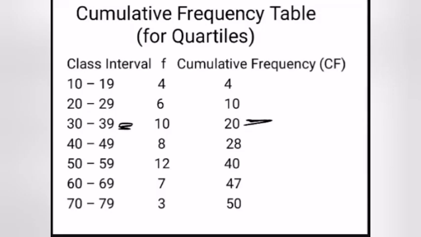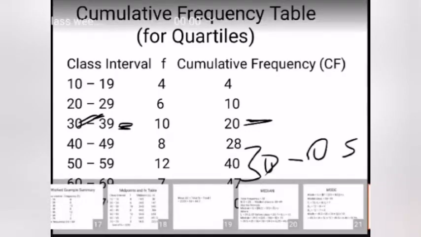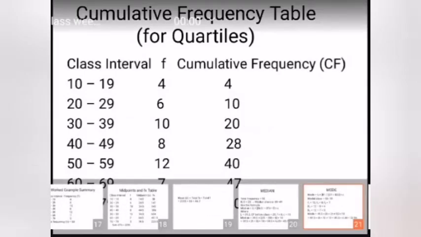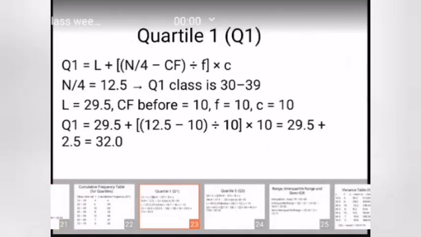So the next thing we'll find is the lower class boundary. Remember, I said the lower class boundary is this first number minus 0.5. So we have 30 minus 0.5, and that's going to give you 29.5.